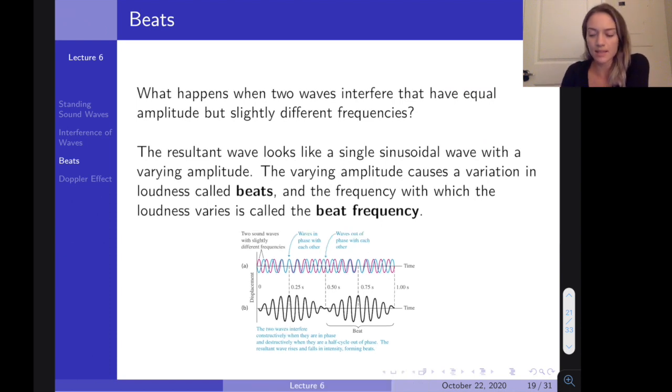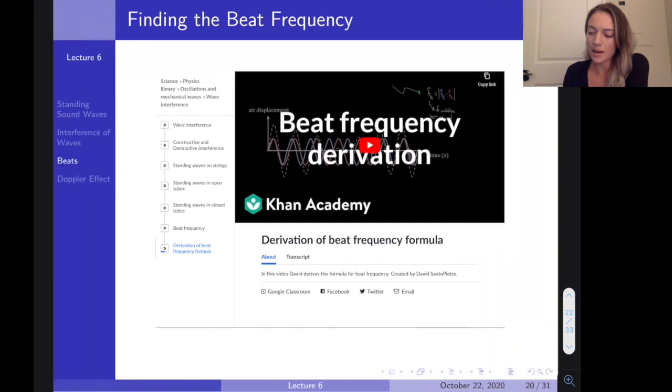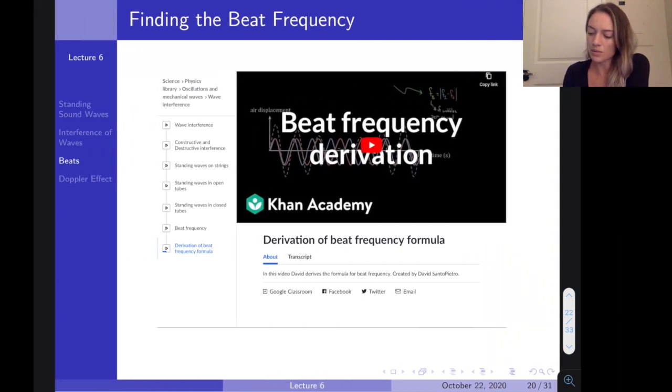Your book has a derivation to show that the beat frequency is really just the difference between the 2 frequencies, but I didn't like it that much. I thought it was not that clearly written. I think this one from Khan Academy is a lot better, so I'll link to this in the PDF if you want to see the derivation or the justification for that. I'm also going to put in my notes a second derivation, because there's usually more than one way to derive things. That second one is also in your book.